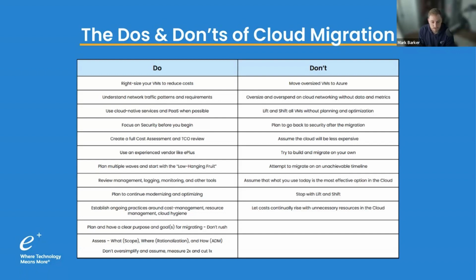Use cloud native services and paths when possible. So get these things out of your environment. Get it as a service. Get it out on the internet. Don't host it if you don't need to. If you can move your exchange to O365, then do that. That gives less resources that you have to maintain and pay for in the cloud. Focus on security before you begin. This is not something that you should be doing after the fact. You have to have a strong security plan in place for what's going to happen when these instances are now out in the cloud. Do not plan to go back to security after the migration.